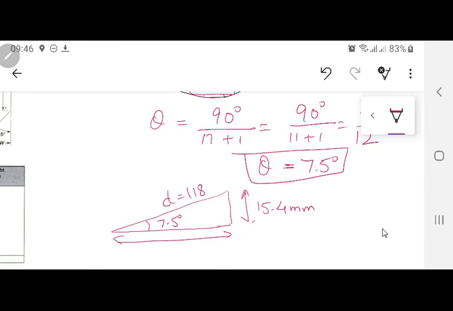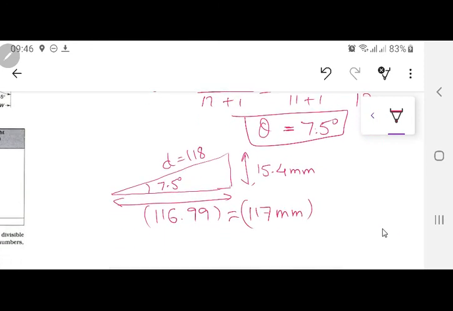G. Okay, 116.99. I can make this 117. It's totally up to you. So 117 mm and 15.4. Now make this 117 go up till 15.4 in steps over there. Make any steps. Just give me any step.